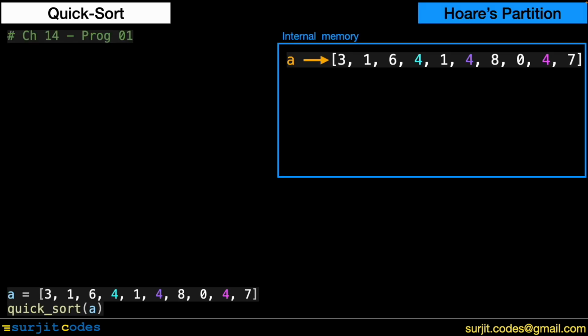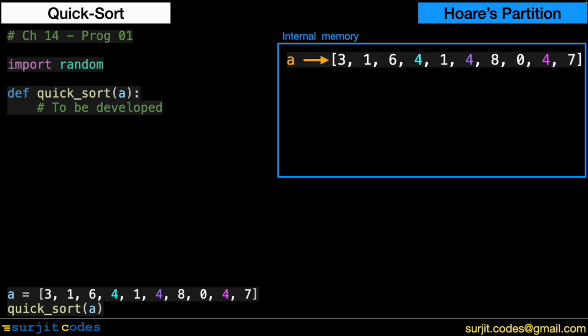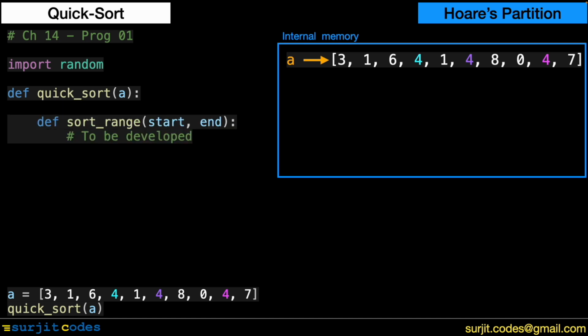Let us now write the Python program for quicksort. We are given list A for which we call the function quicksort. Before using the quicksort function, we must define it. We need random numbers in Hoare's partition, so we import a random module before the quicksort function.